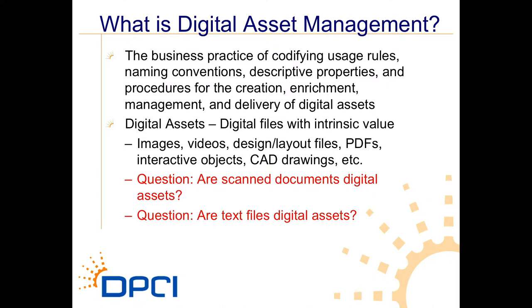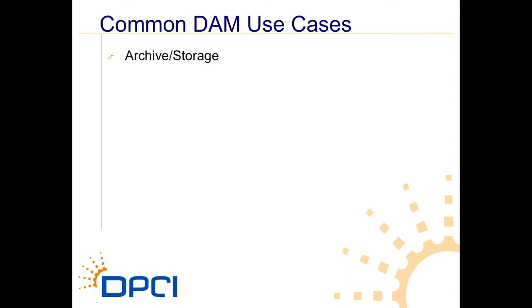So in that case, they want to do full text indexing of that content, and that's appropriate in a digital asset management system. Some common use cases. The simplest is archive and storage. That's the one that probably 90% of the people in the room know about.